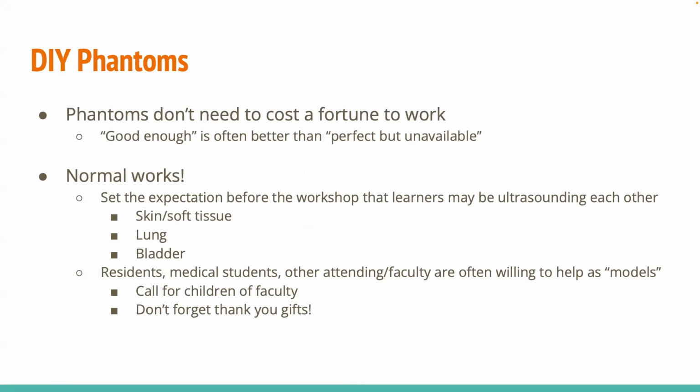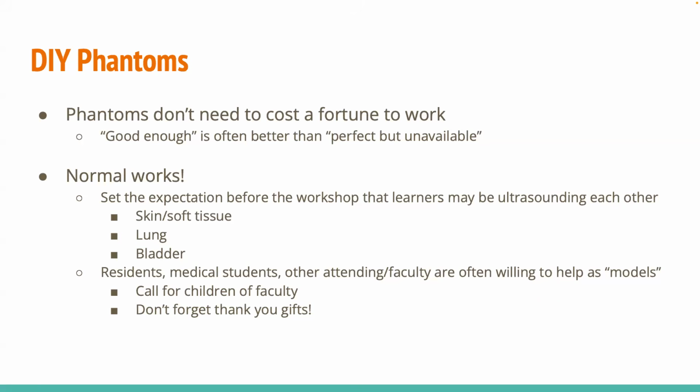And then phantoms. You don't need to buy a bunch on the internet and spend $1 million to make them work. Sometimes just having something is better than perfect, but it's just not going to happen. So one of the easiest things and low hanging fruit that you can do is set the expectation. Tell your folks that are coming to this workshop to wear comfortable clothes, sports bras, sweats, something where you might get gel on it. And are you comfortable ultrasounding each other?